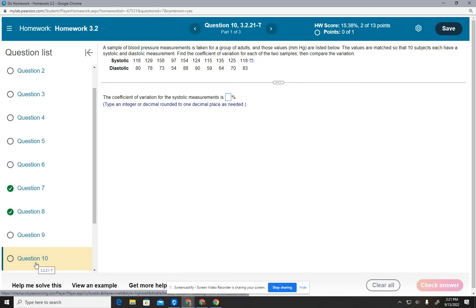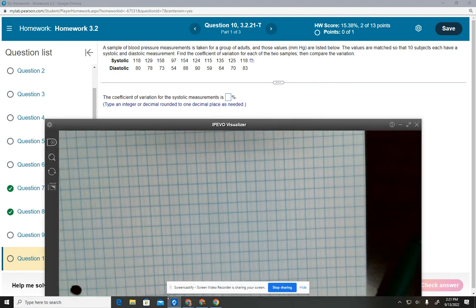Let me pull that up. Sample is taken, and this is of the blood pressure. Values are matched so that there's 10 subjects. Find the coefficient of variation for each of the 2 samples, then compare the variation. So we need to do the coefficient of variation.